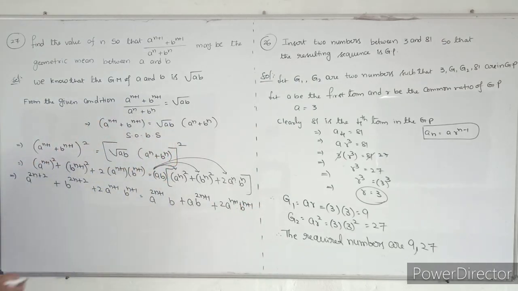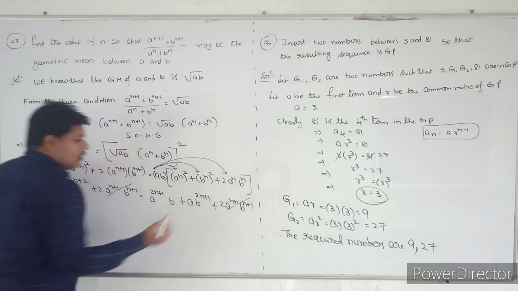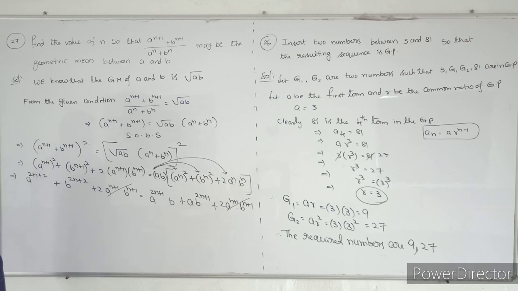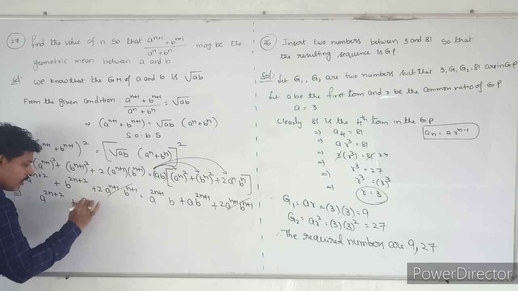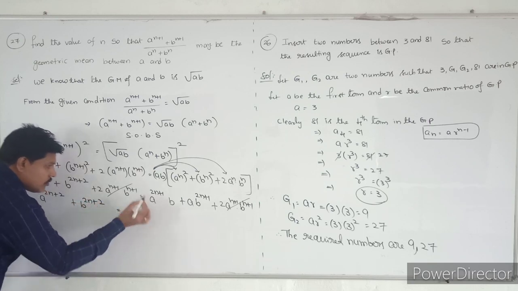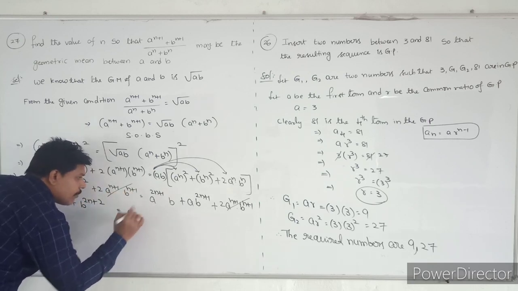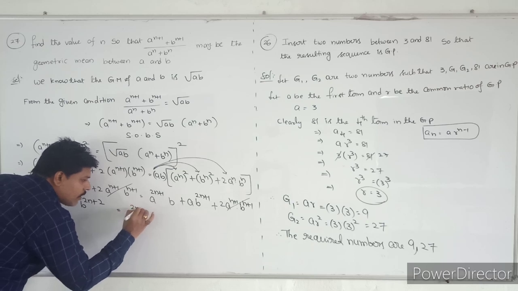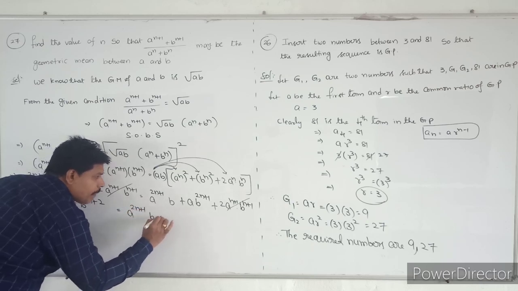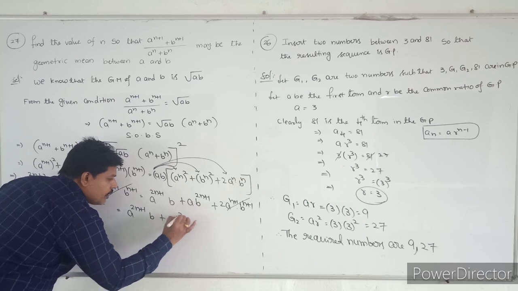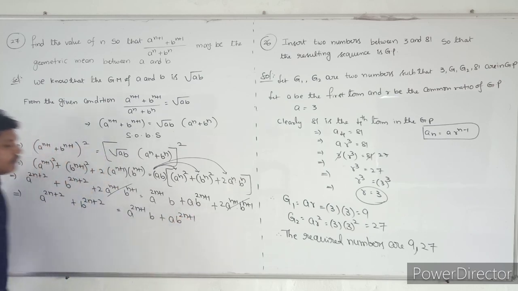So which terms will be cancelled here? 2 into a^(n+1) into b^(n+1) will be cancelled. So what is the remaining value you will get here? a^(2n+2) plus b^(2n+2), so that is equal to a^(2n+1) into b plus a into b^(2n+1).